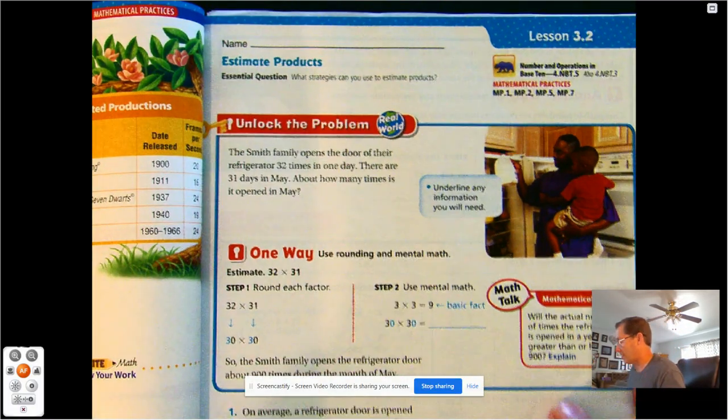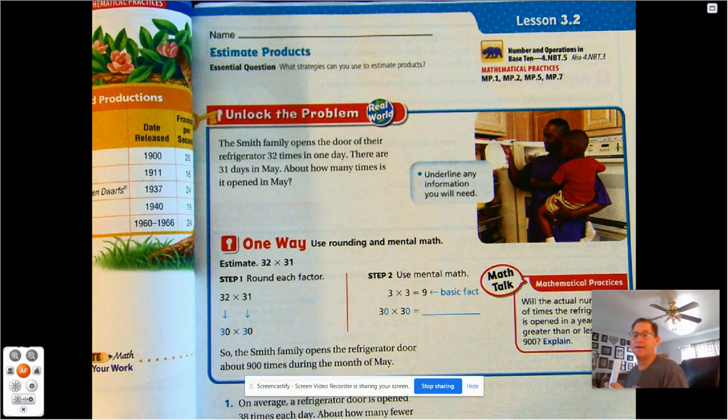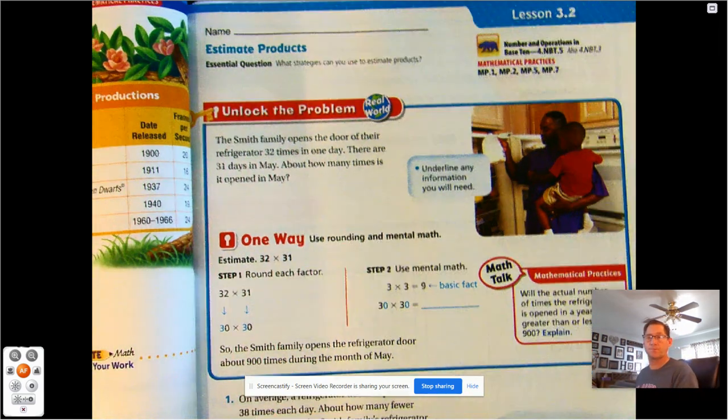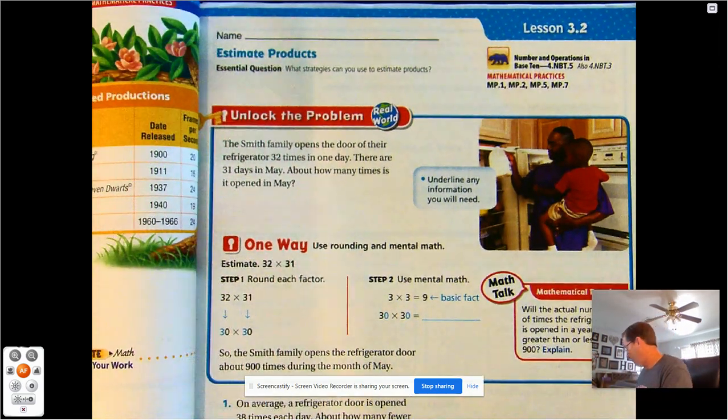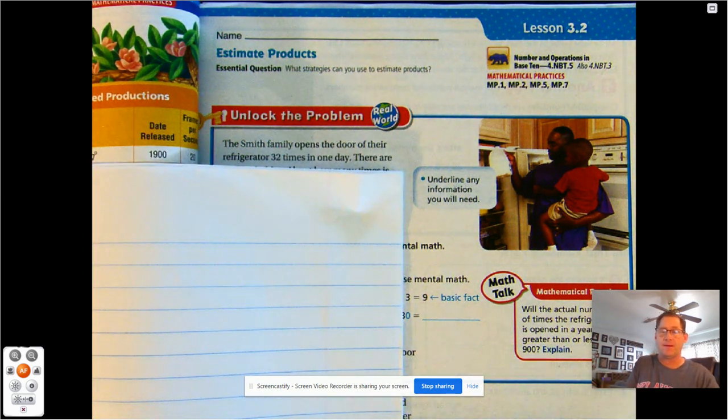Hello, today we're talking about lesson 3.2, estimating products. And we're on page 109 of your textbook. So let's go ahead and get started.